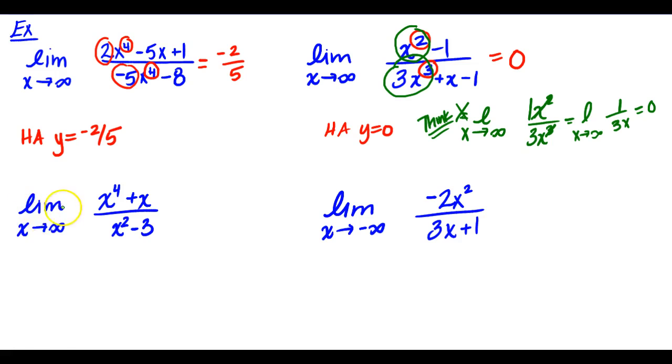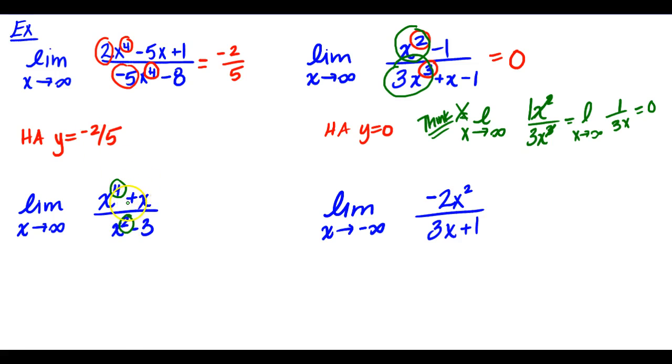So the limit as x approaches infinity of x to the fourth plus x over x squared minus 3. Let's go ahead and circle the highest power in the numerator and the highest power in the denominator. So we have this x to the fourth on the top and this x squared on the bottom. If we again think about dominating terms, x to the fourth is like winning the race. If I think about plugging in really big numbers and taking them to the fourth power, that's going to grow faster than taking a number and squaring it.